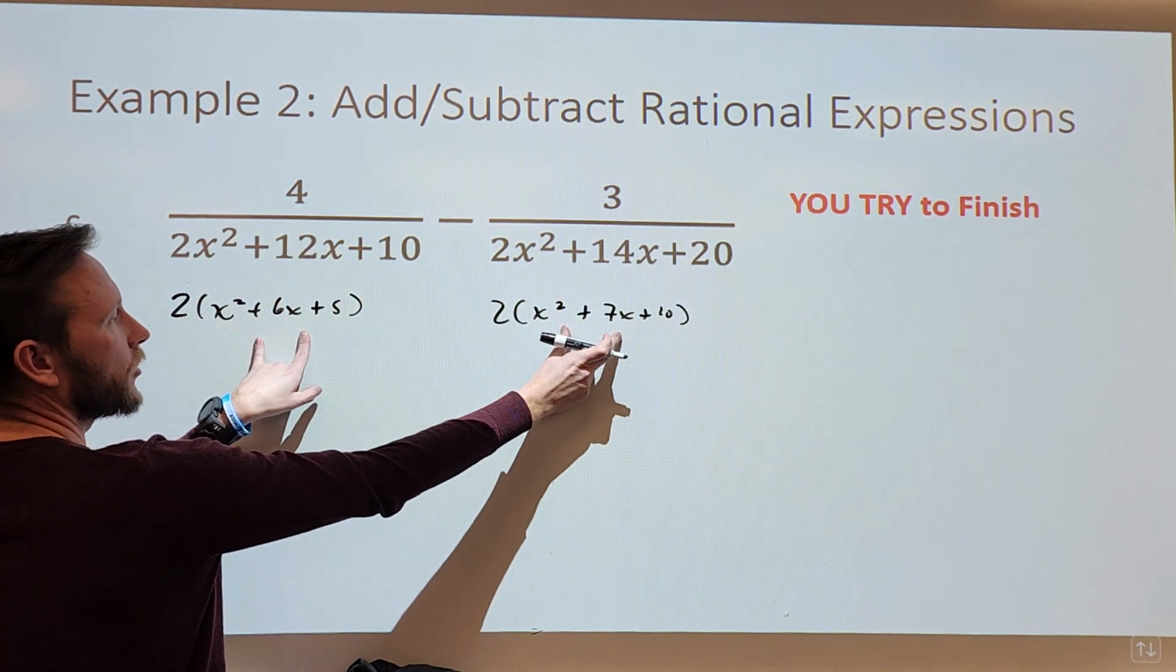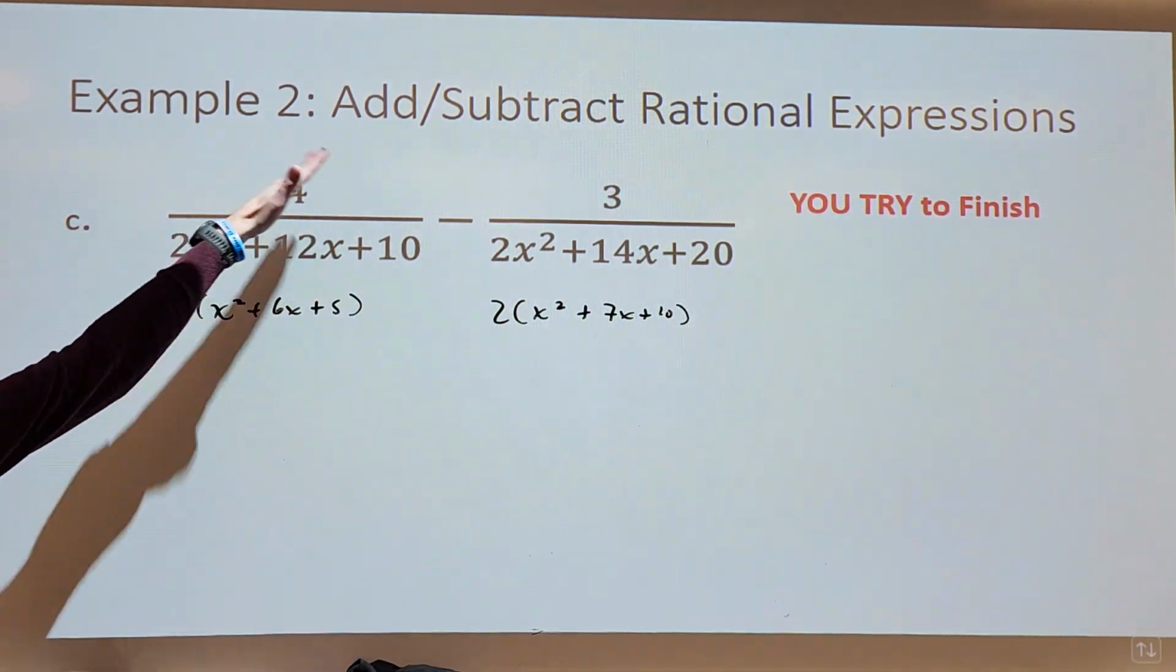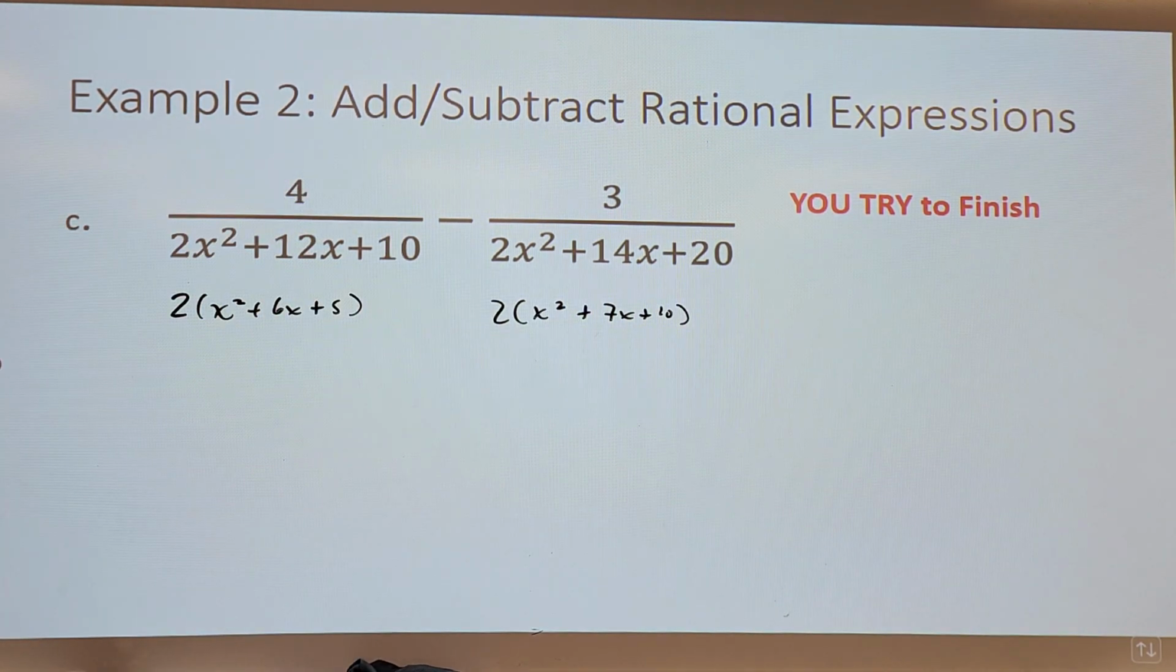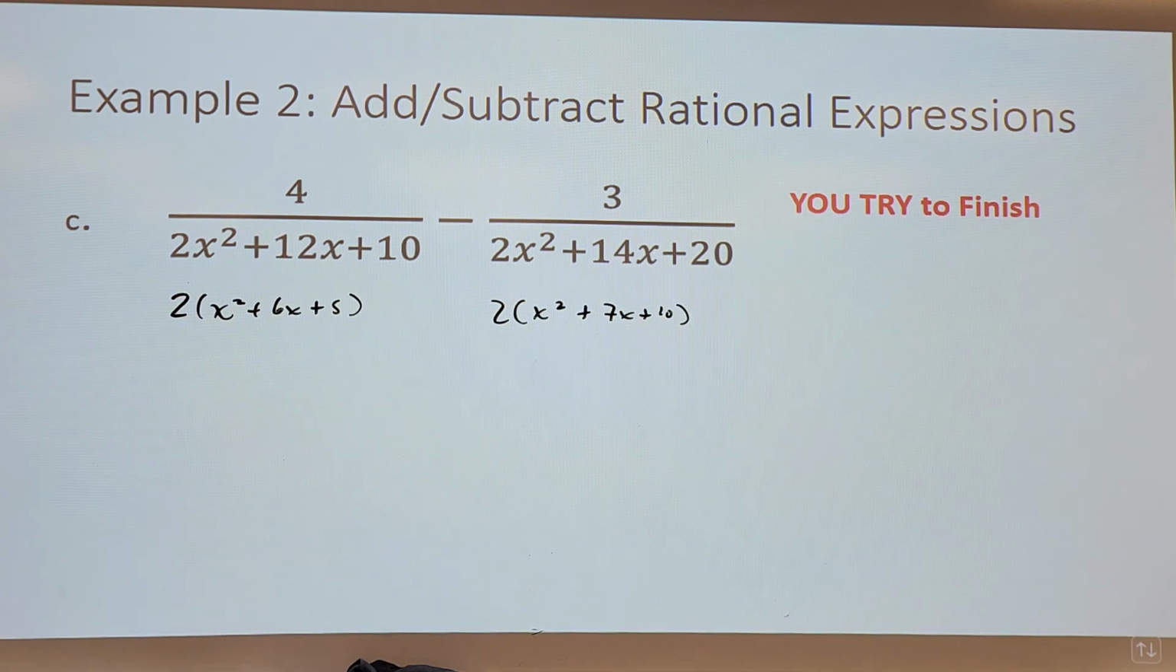You need to factor these two quadratics and then see what is missing to make sure that you can make a common denominator and then finish that, right? Make that as easy as or as difficult as you need to.